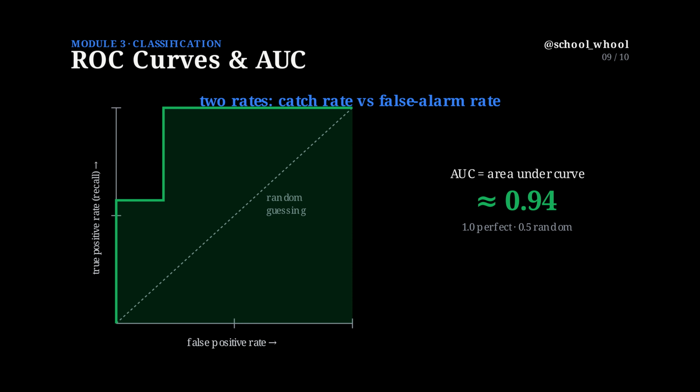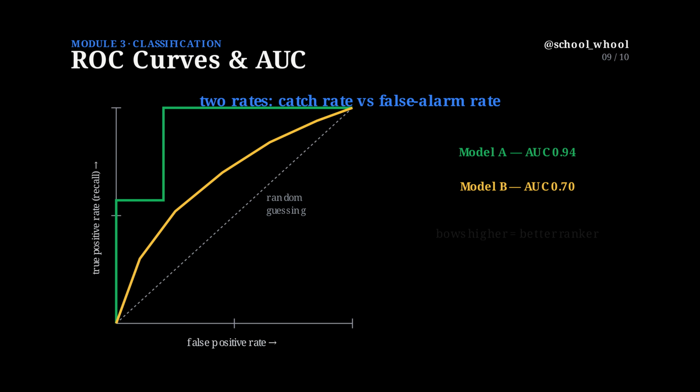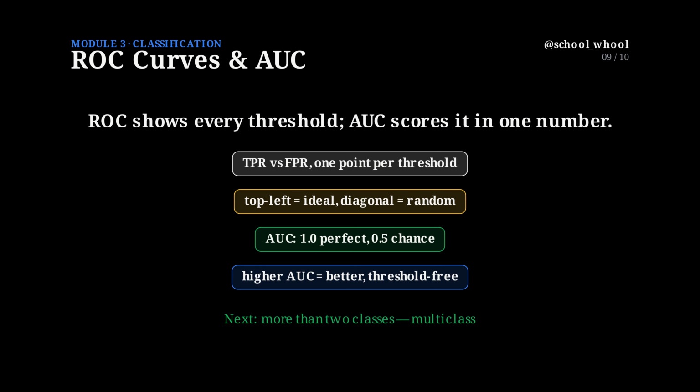And this is what makes AUC so handy. Two models, two curves. The one that bows higher, with the larger area, is simply the better ranker. No matter which threshold you eventually choose. So the ROC curve shows every threshold at once, and AUC scores the model in one number, threshold free. One lesson left. What happens when there are more than two classes?